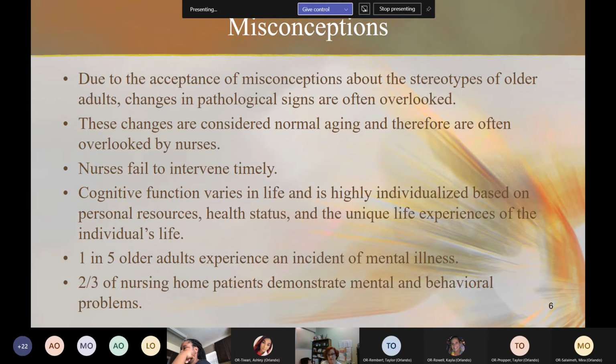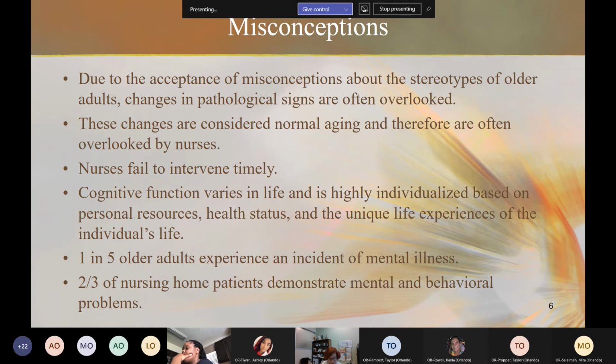Sometimes we have to think about the pathological signs and symptoms that may be overlooked. Maybe there are some things that are causing some of these changes in their mental state. And some of these are going to be normal aging. But we also have to remember that as nurses, we need to be able to identify: is it a normal aging process, or is it some kind of pathology that we need to be concerned about?